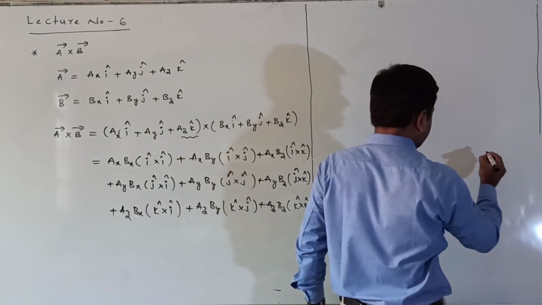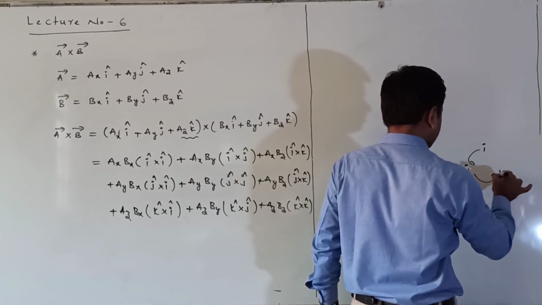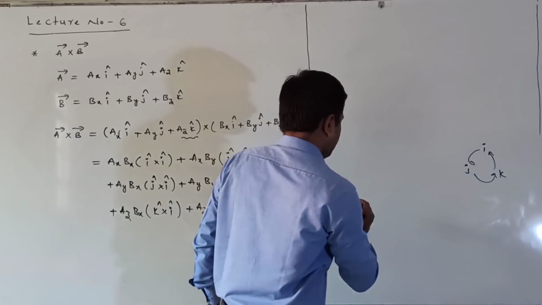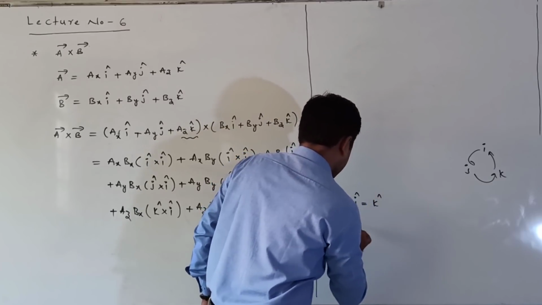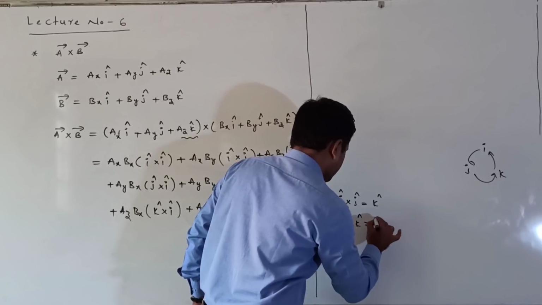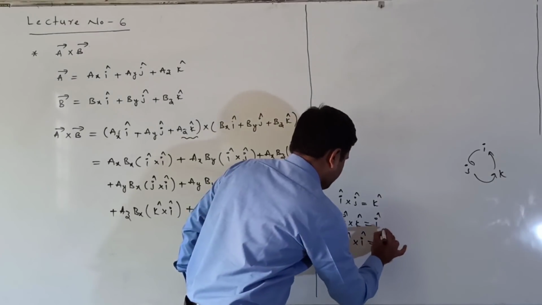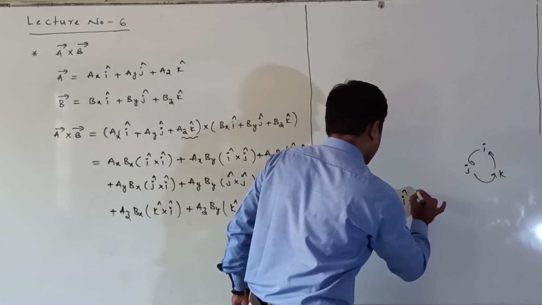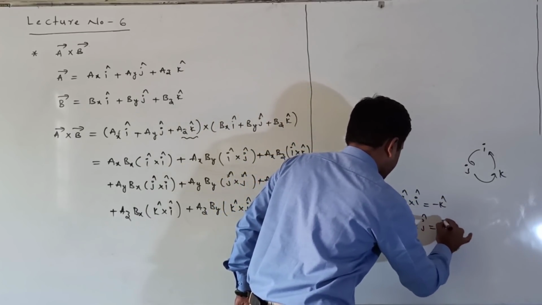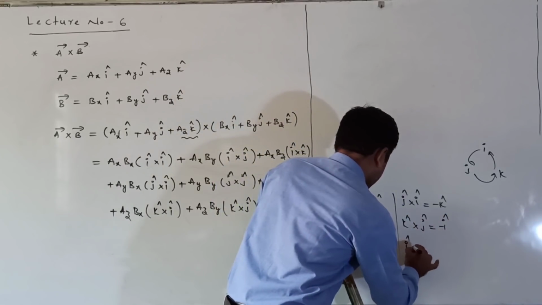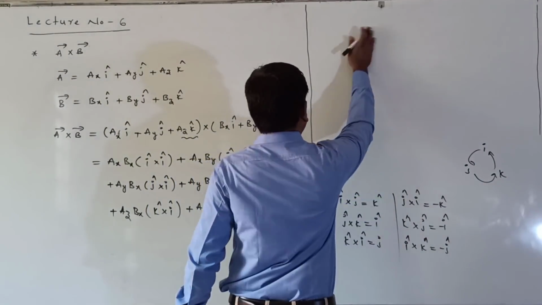Now this is I J K. We know that already we have written this one. Here I cap cross J cap is equal to K cap. J cap cross K cap is equal to I cap. Next K cap cross I cap is equal to J cap. Now when order is not there, J cap cross I cap is equal to minus K cap. K cap cross J cap is equal to minus I cap. Now I cap cross K cap is equal to minus J cap. We know that this one.